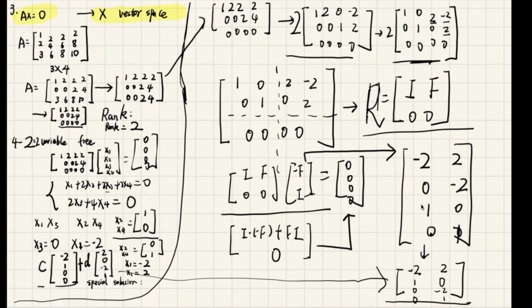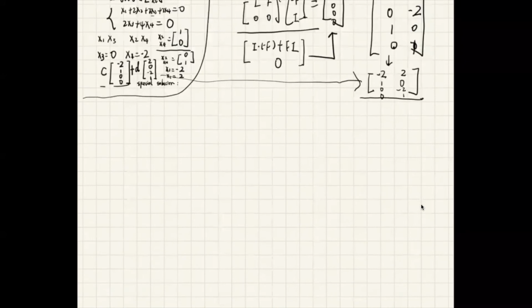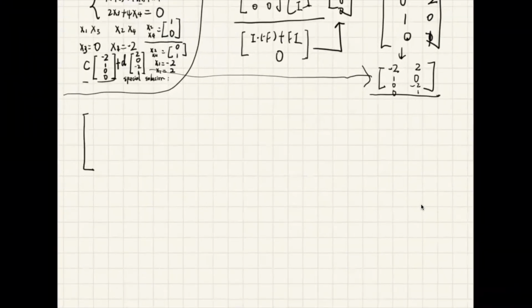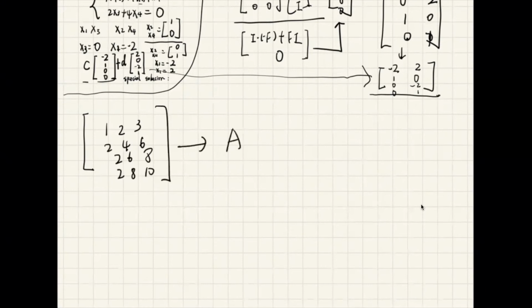And to illustrate it better, let's have another example here. Now we have something like 1, 2, 3, 2, 4, 6, 2, 6, 8, 2, 8, 10. And then we want to get all the vector space of X. So what's the first step? Of course, we try to get something like I F, 0, 0, something like this first. And so we start from here. First, we just want to make this 0, right?